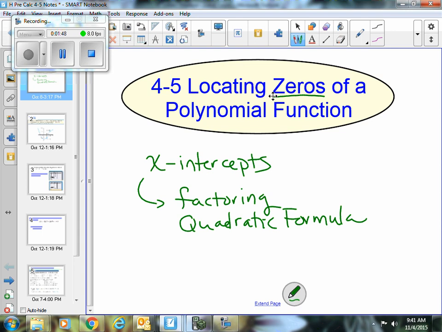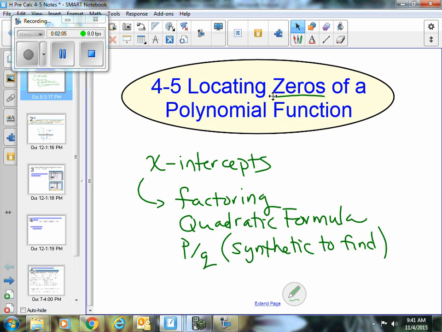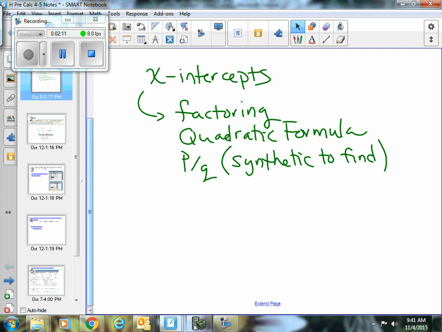What if it's not degree 2 and it doesn't factor? Well, then we had our p over q, basically a glorified guess and check, and then we used synthetic division to help us determine which ones were zeros. We used synthetic division to find if any of them were roots, if we could get a zero. P over q, though, only works for rational roots. Those are nice numbers. That wouldn't help us at all if the roots were, say, square root of 17.